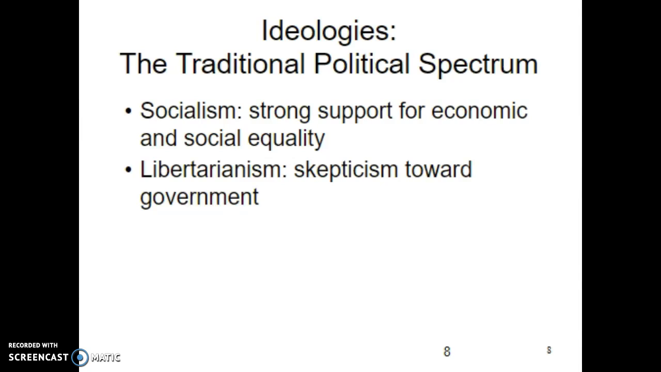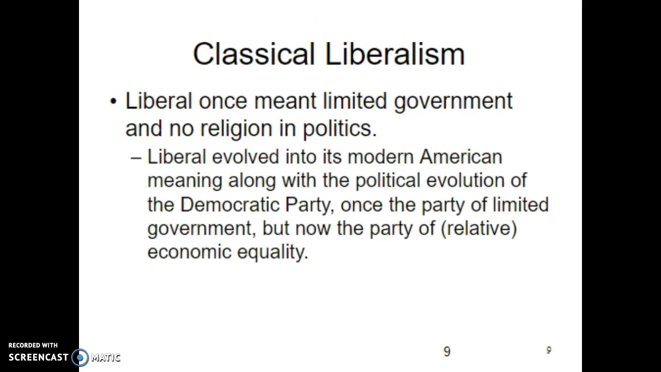All right, ideologies. The traditional political spectrum. So socialism is strong support for economic and social equality, and then libertarianism is a group of people who are skeptical when it comes to the government. Classical liberalism: liberal once meant limited government and no religion in politics.